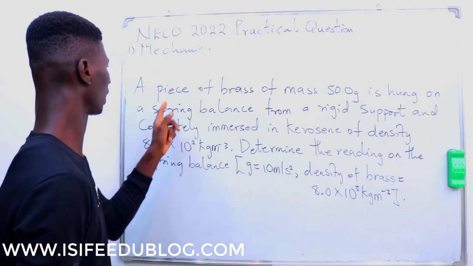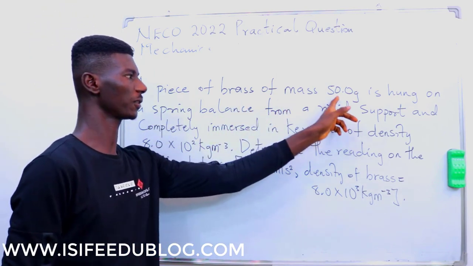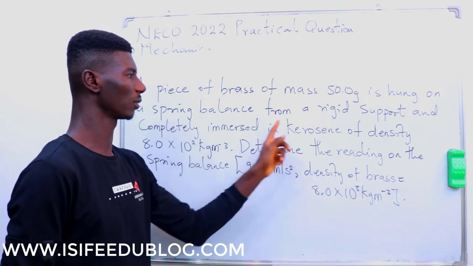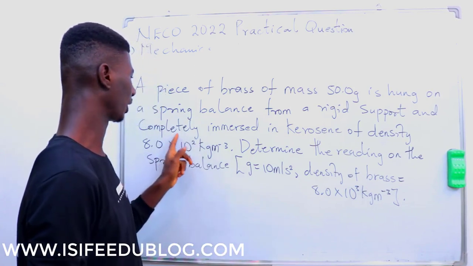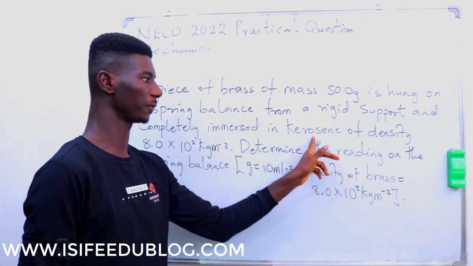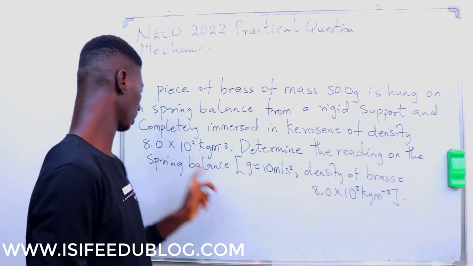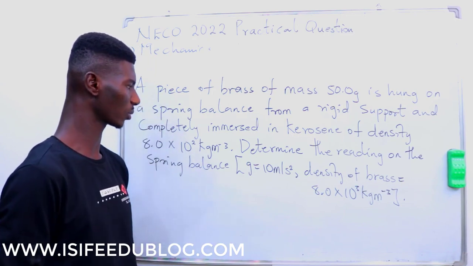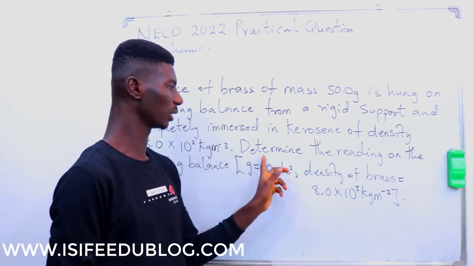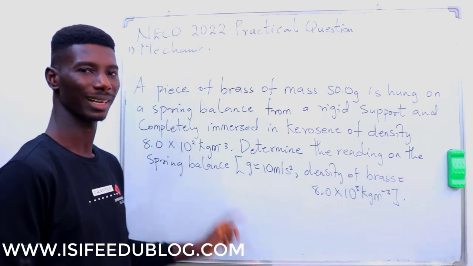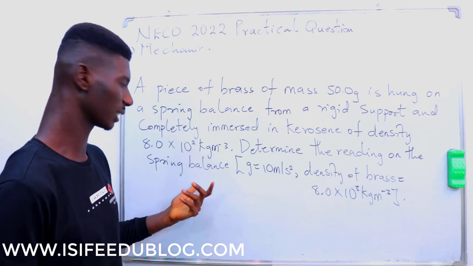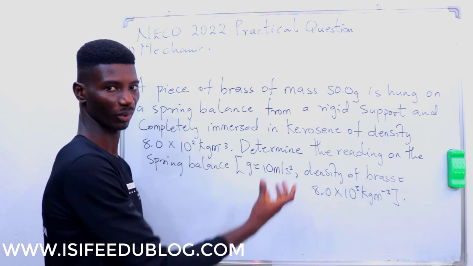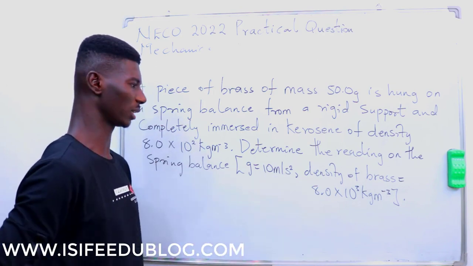And the question says, a piece of brass of mass 50.0 grams is hung on a spring balance from a rigid support and completely immersed in kerosene. So the fluid here is kerosene of density 8.0 times 10 raised to power 2 kilogram per meter cube. Determine the reading on the spring balance. So any reading we are getting from the spring balance is actually what? The mass of the kerosene. Once it is, so let's see what that will give us.